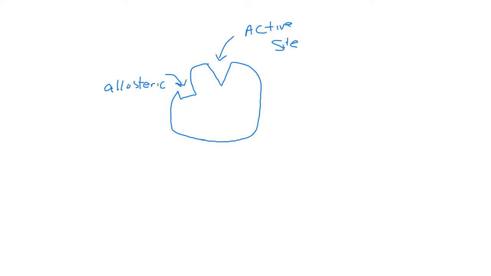But the allosteric site is a regulation site or a regulatory site, okay? Because we're not going to need every single reaction to be happening every single day, okay? Or every single moment of every single day. And so we need to be able to turn enzymes on and off as we need them, okay? So more on that later.